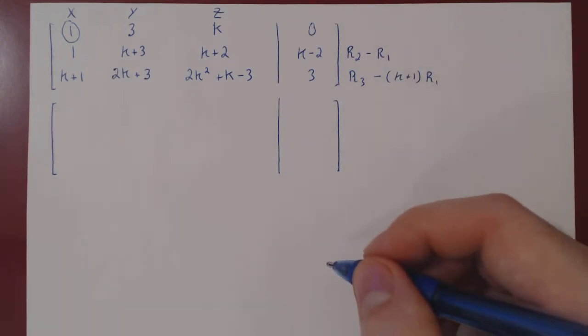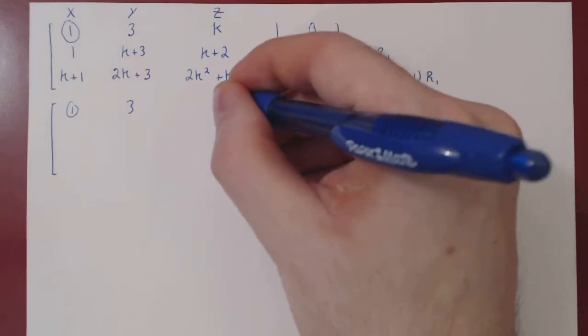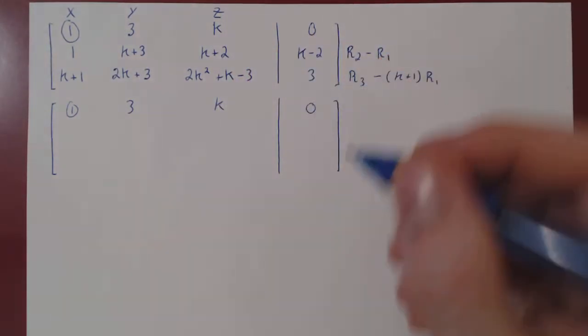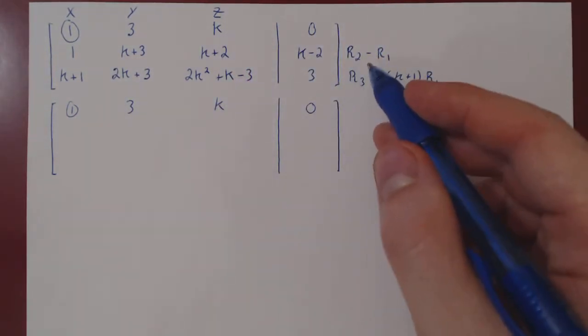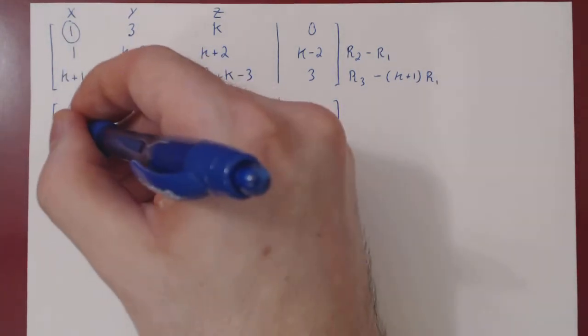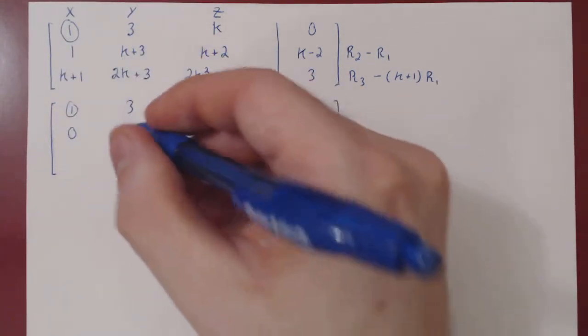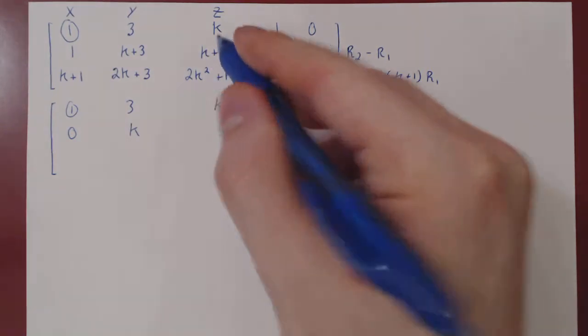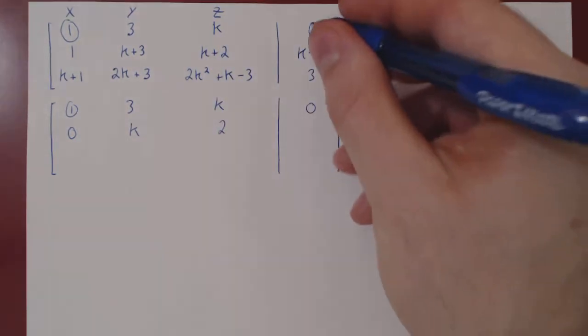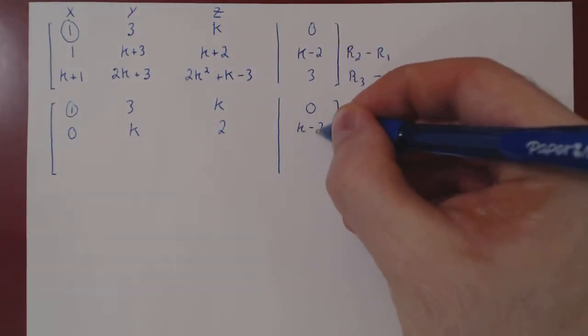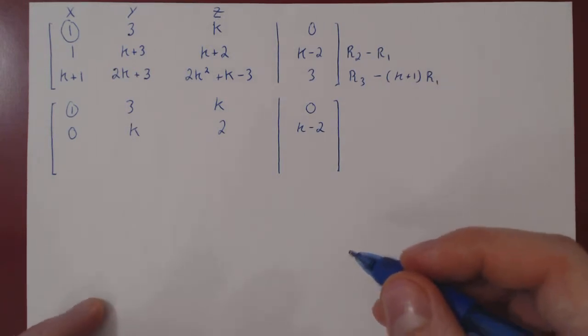We can recopy the first row as we're not changing it. First row operation, quite simple, row 2 minus row 1, so 1 minus 1 is 0. K plus 3 minus 3 is k. K plus 2 minus k is 2. K minus 2 minus 0, k minus 2. And that's it.